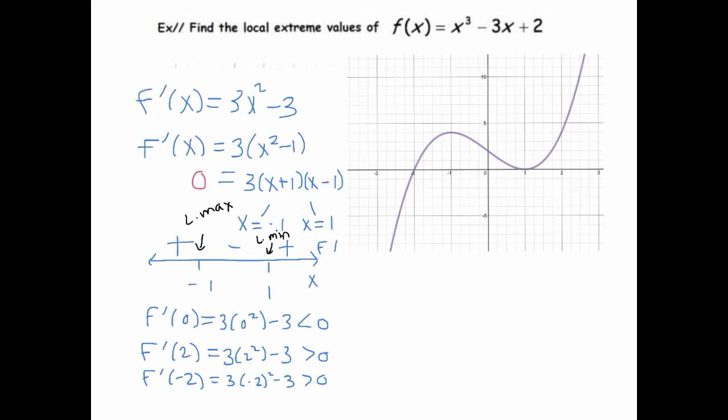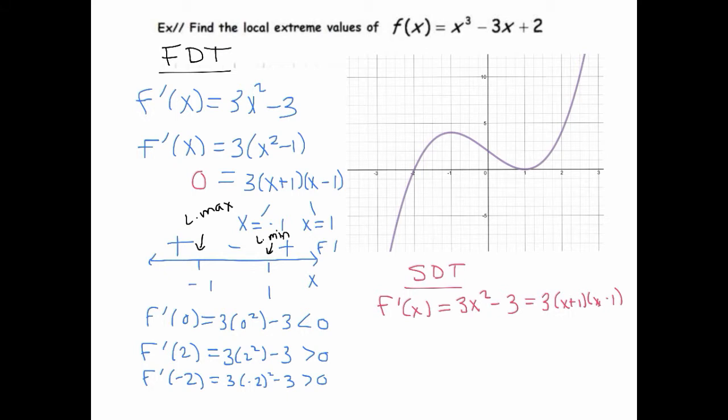I guess they asked for the local extreme value, but let's not do that yet. Let's just determine if we could do this using the second derivatives test instead. So there's the first derivatives test. If we use the second derivatives test, it would look like this. You would say f prime of x equals 3x squared minus 3 and you'd find the critical points.